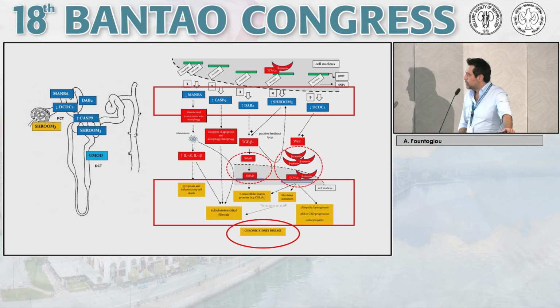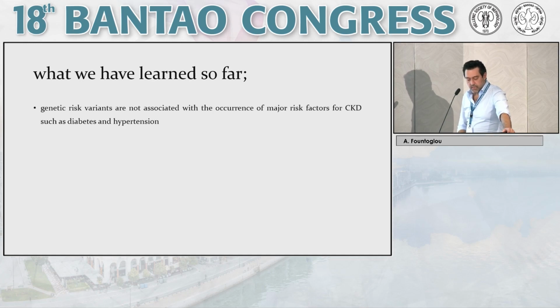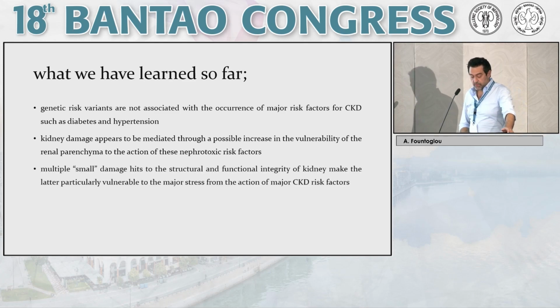components of this knowledge, and this will permit in the future to identify new therapeutic targets and to develop novel kidney treatments. So, what we have learned so far from these studies: genetic risk variants are not associated with the occurrence of major risk factors for CKD, such as diabetes and hypertension. Kidney damage appears to be mediated through a possible increase in the vulnerability of the renal parenchyma to the action of these nephrotoxic risk factors.